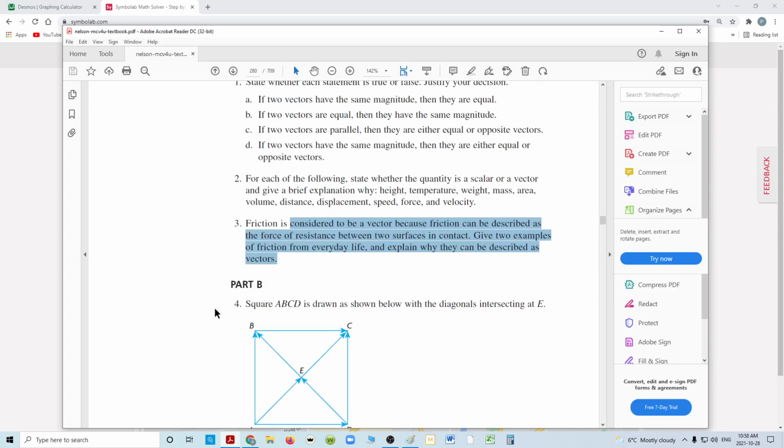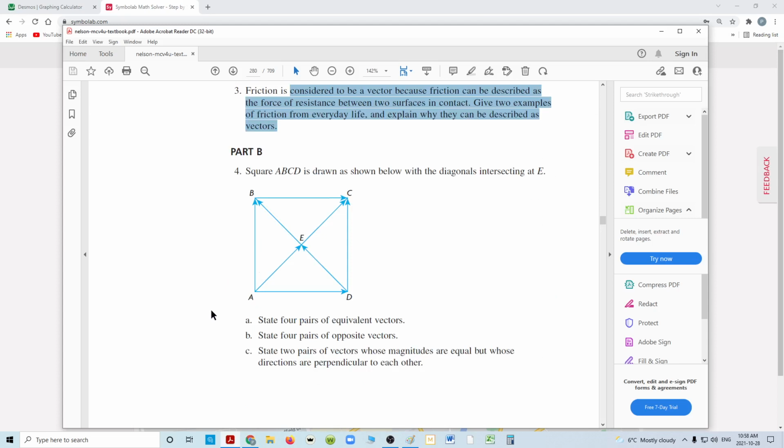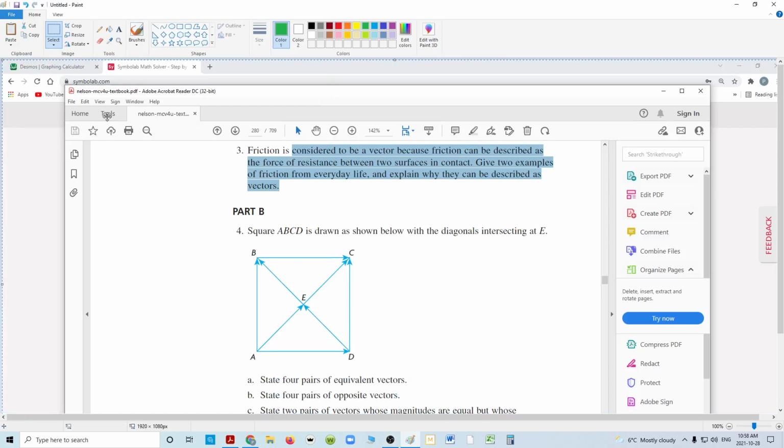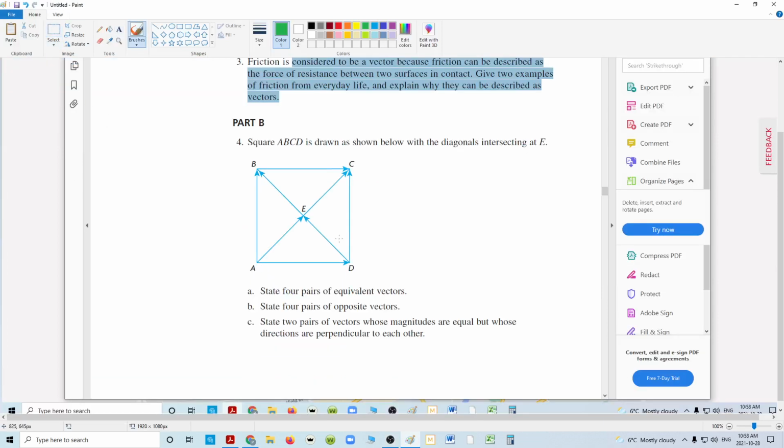Okay. Square ABCD is drawn below. State four pairs of equivalent vectors. I don't know if this is that relevant. Because it's a square, it's going to share a lot of things. It's going to have all the same angles and all the same lengths. So they're all pretty much equivalent. So DC, which is that way, is equivalent to AB. AD, which is that way, is equivalent to BC.